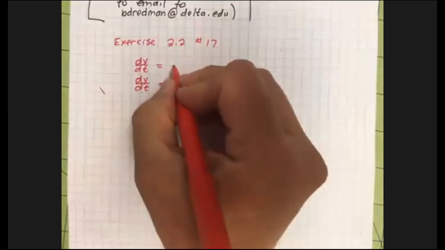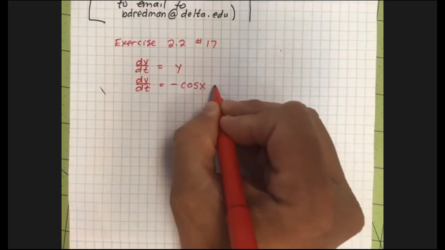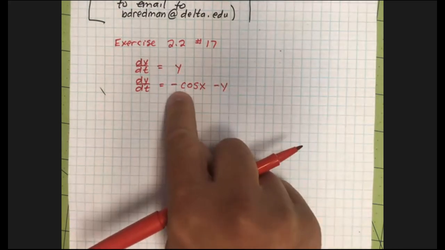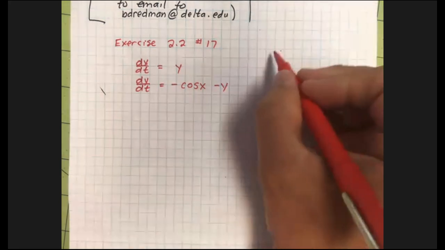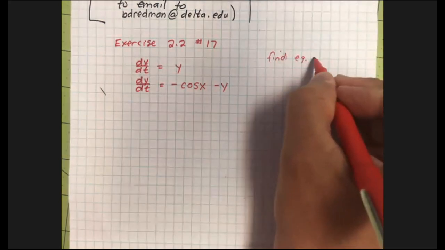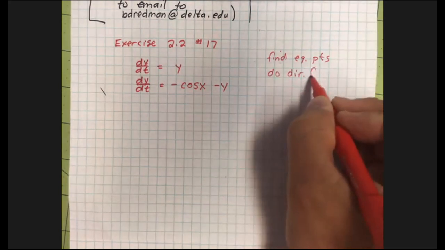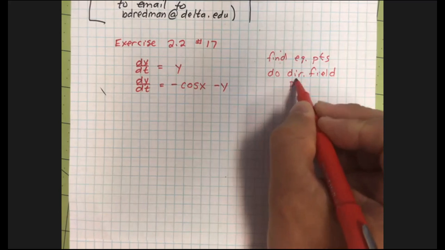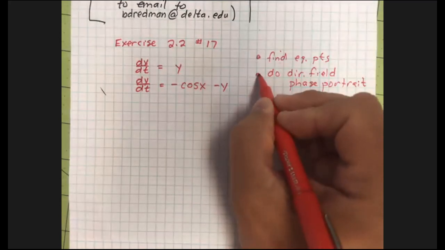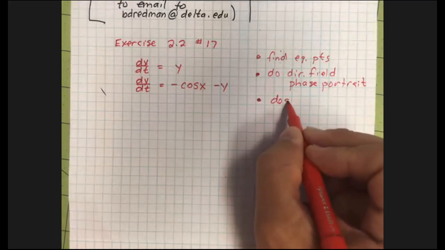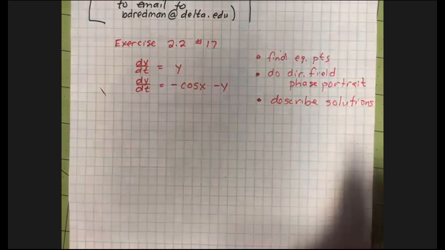So dx dt was y. And dy dt is minus cosine x minus y. It's not cosine of x minus y, it's minus cos x, then minus y. The instructions here say find equilibrium points. Do a direction field. And a phase portrait. And describe solutions. The describing solutions is where I know if you've internalized this, if you see what they're talking about.